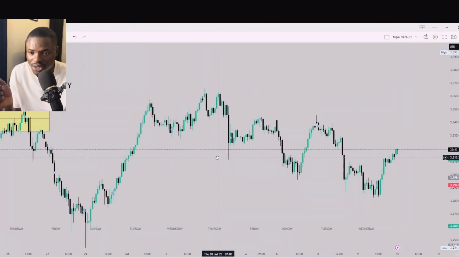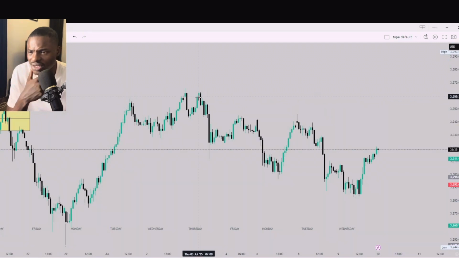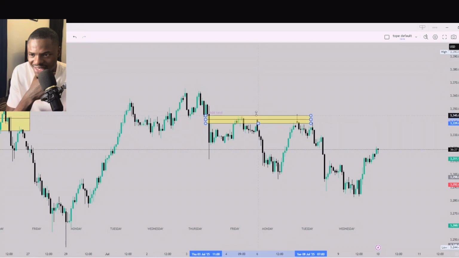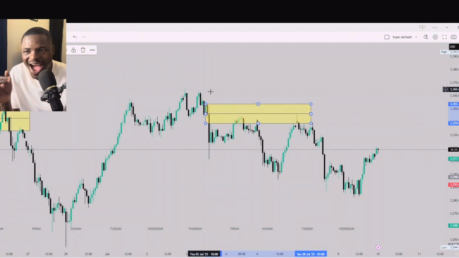So you can see also here, this is another area of imbalance right here. After taking out external range liquidity, we have this displacement down here, and we have this imbalance right here. This is going to be the length of the imbalance. You always want to go for the high, not just the imbalance, the high of that candle.